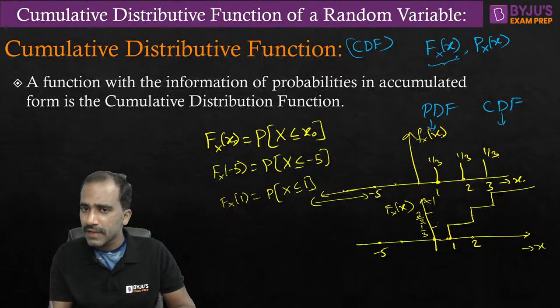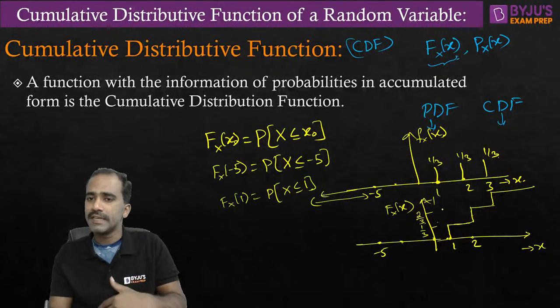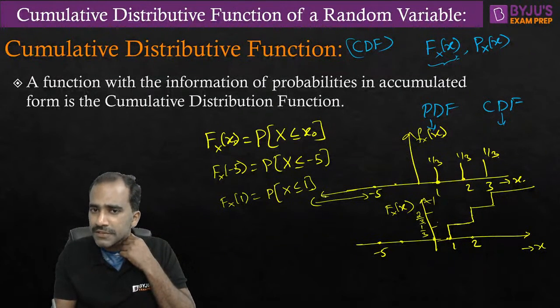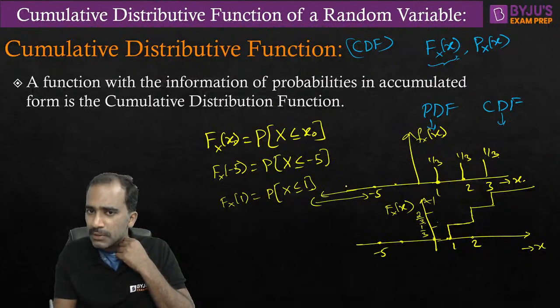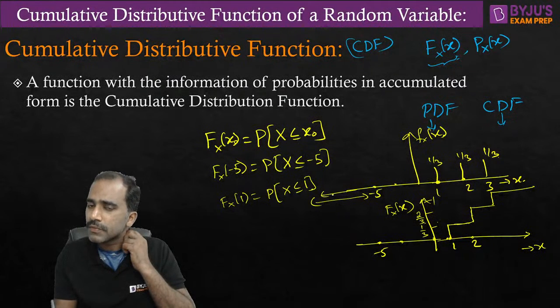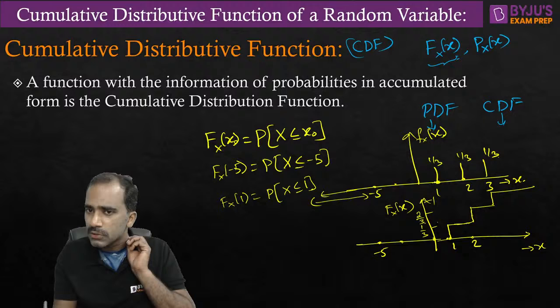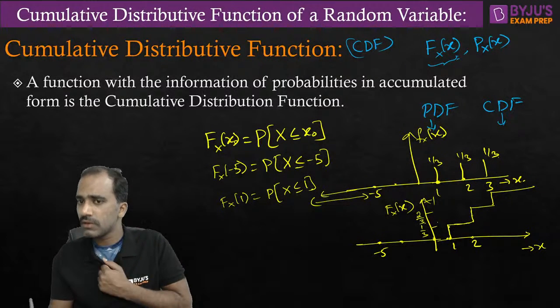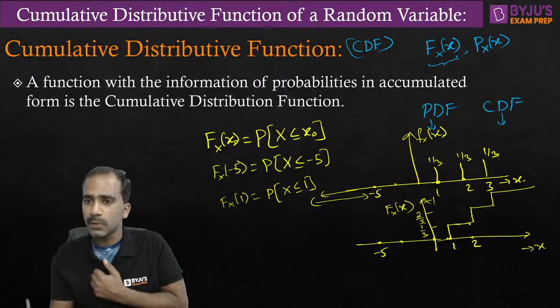From the PDF, it is very easy to plot the CDF. Observe the meaning. From minus infinity, keep traveling. If there is any probability to accumulate, keep it with you. As you travel, there is nothing to accumulate here, nothing here. At 1, there is something to accumulate, 1 by 3. You are keeping 1 by 3 with you. Let's say you have 1 by 3 rupees.